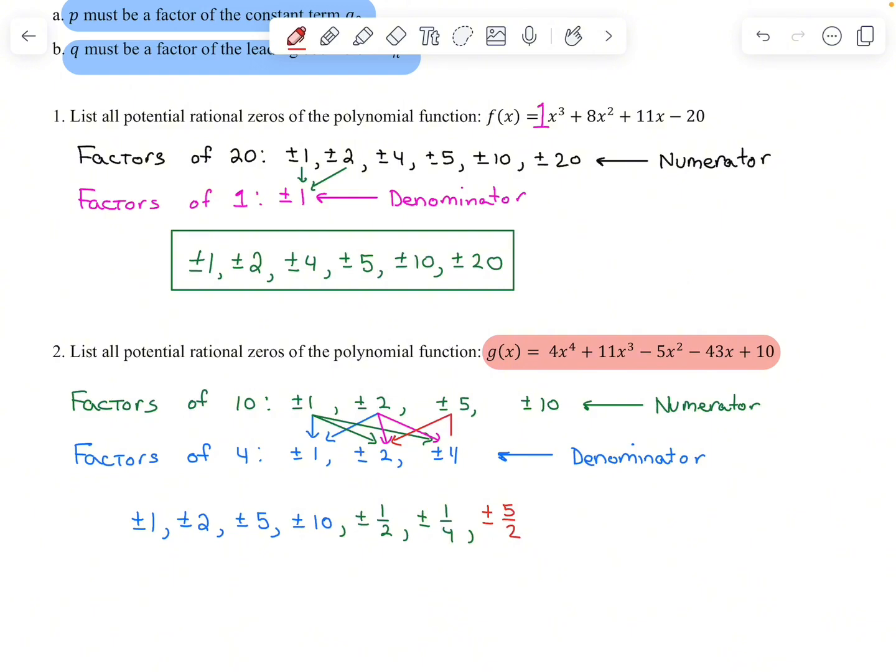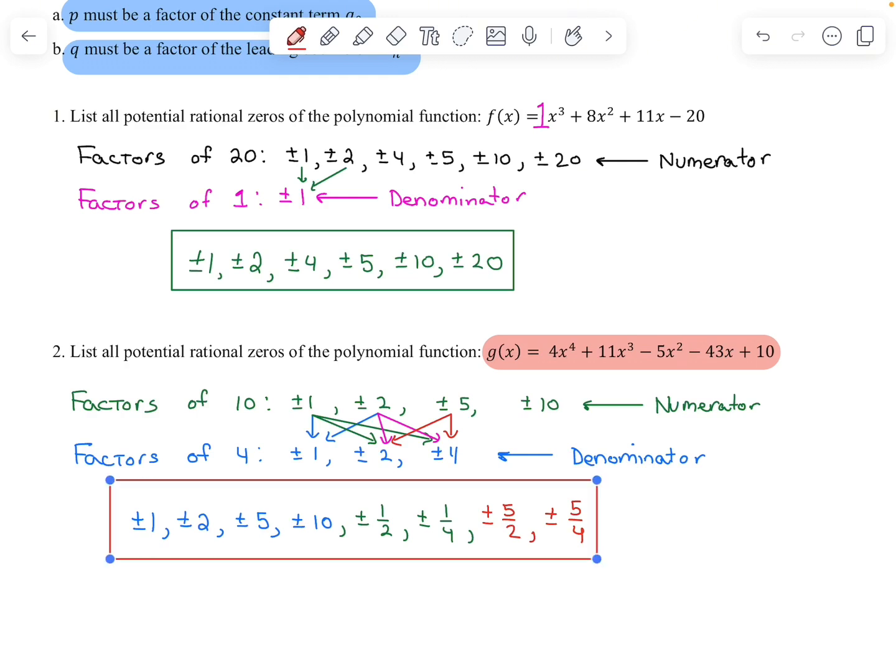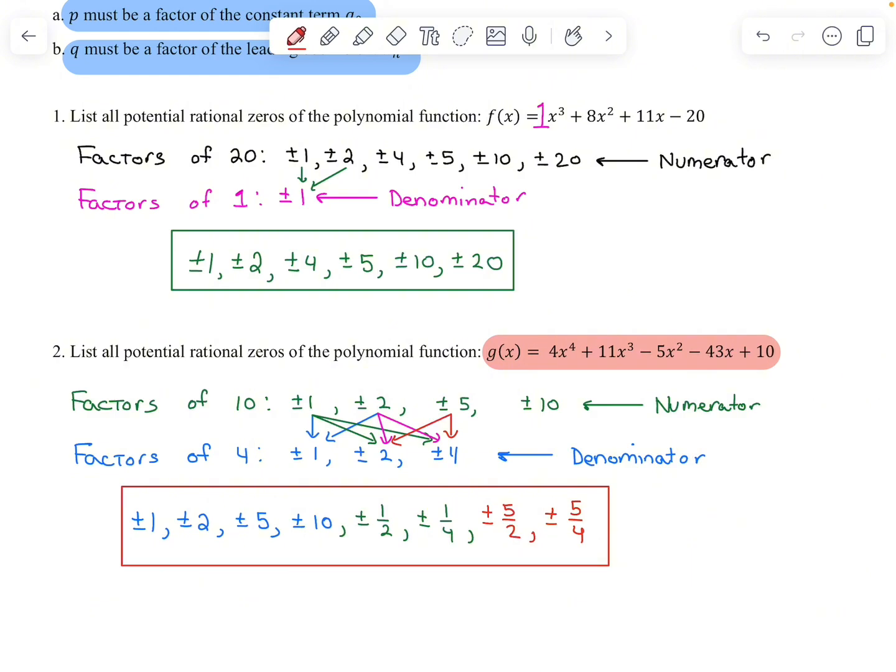And then we have plus or minus 5 divided by plus or minus 4, and that is plus or minus 5/4. And finally, if we take plus or minus 10 and divide it by all of the factors of 4, those numbers are already in this list. So if g of x has a rational zero, that zero must be in this list. And we are done.